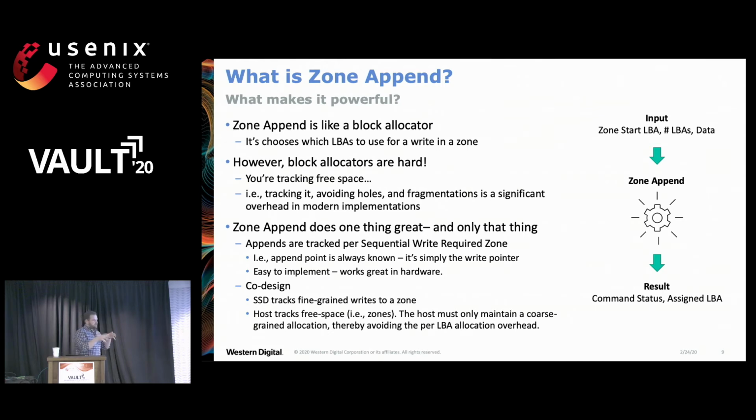So now you have an interface that allows you to do fine-grained writes to a zone. Anyone can write to it, not just one application; any application can be told to go write to the zone. It also means the host now only needs to do free space allocation on a zone basis. Instead of at 4K, for example, we now have it at maybe 256 MB for an SMR hard drive, or something else for a ZNS SSD.